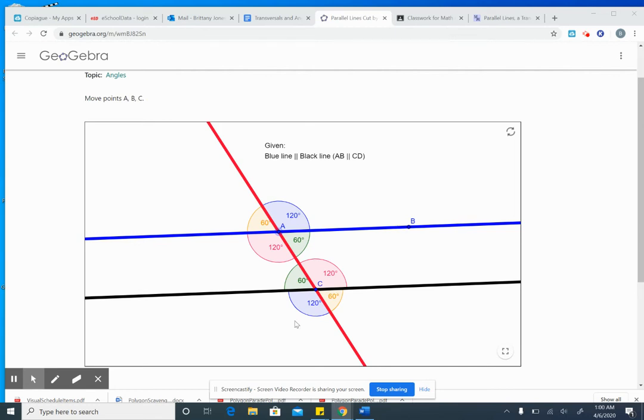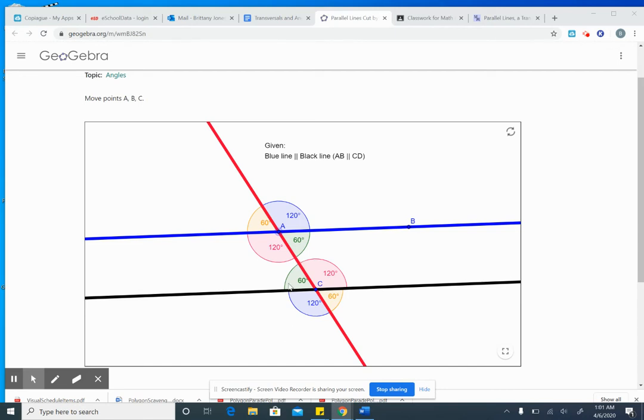Now let's go to the orange. Same thing. The 60 degrees, the orange angles are also alternate exterior angles. Let's look at the red angles. Those are what we call alternate interior angles. They're on the inside of the parallel lines, but on the opposite side of the transversal.